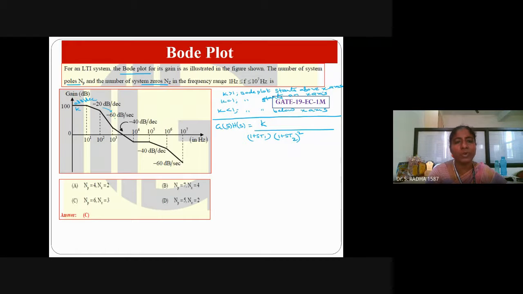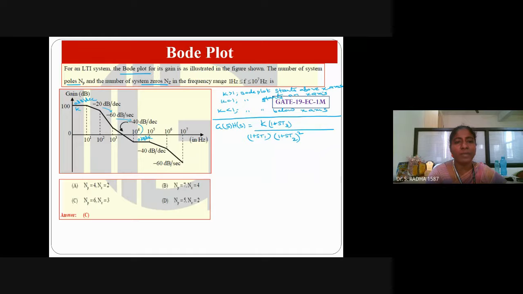Then from minus 60, it is changing to minus 40. When it is minus 60, how will it become minus 40? You have to add plus 20. So plus 20 will come from a numerator factor. I am adding 1 plus st3. In the numerator, I am adding one first order factor. So minus 60 will become minus 40. Then after minus 40, it is becoming 0 dB per decade. You can see it is a horizontal line, 0 dB per decade.